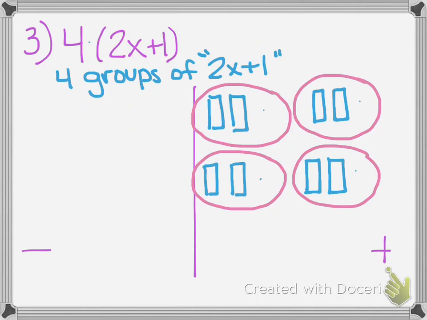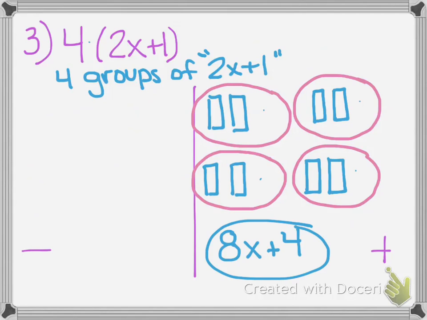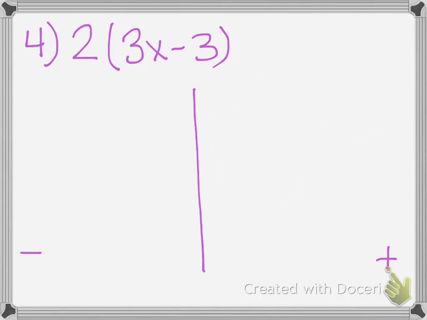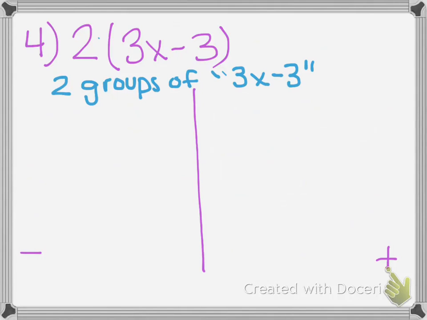Now if we look at the total of what we have left, we have 2, 4, 6, 8 x's and 4 1's. 8x plus 4. Now in example 4, we want 2 times the quantity 3x minus 3, or we want 2 groups of 3x minus 3. So this one we have to be very, very organized with our work, because we have some things that will be on the positive side and some things that will be on the negative side.